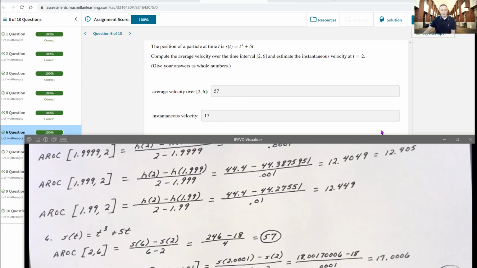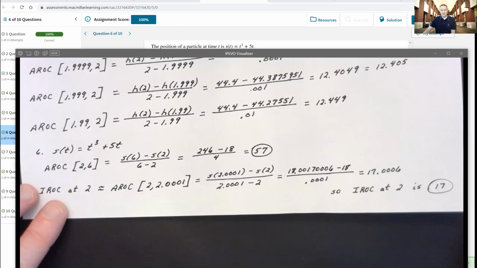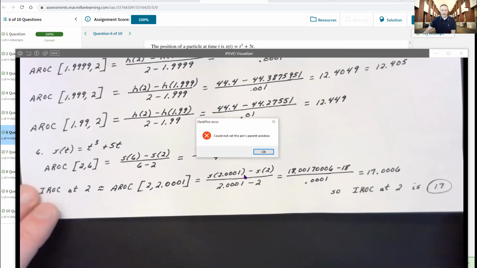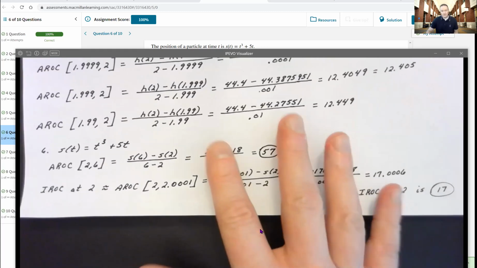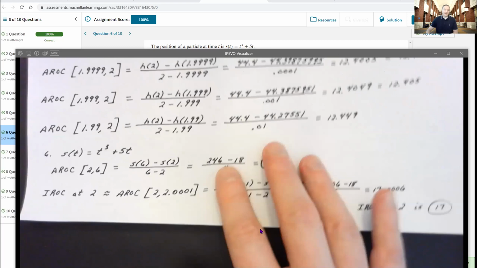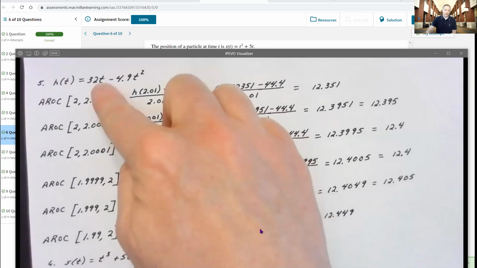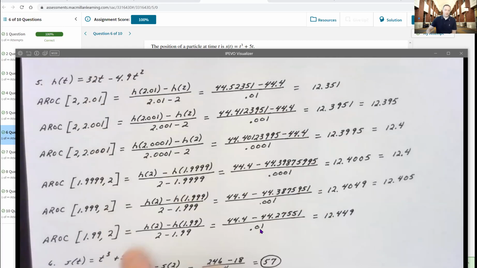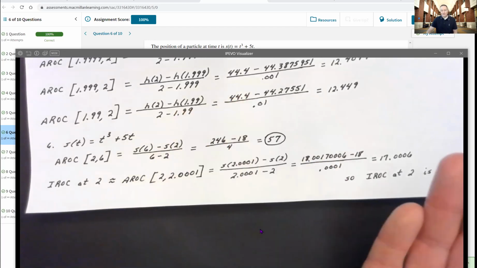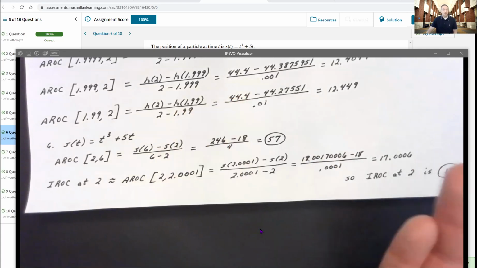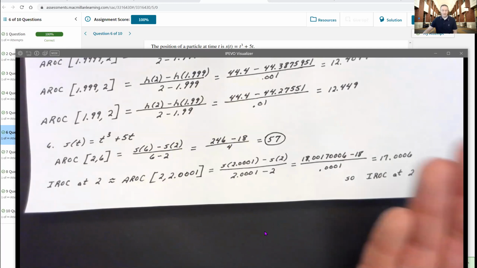Now, the second question here is more challenging. The reason it's more challenging is because it's asking us to find the instantaneous rate of change at 2. So instead of going through all of this stress and trying to find many different values, I just said, let's be very accurate, and then that should be a really good estimate of what the instantaneous rate of change is.